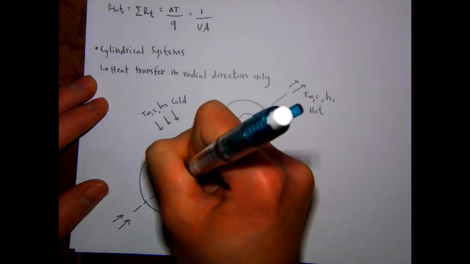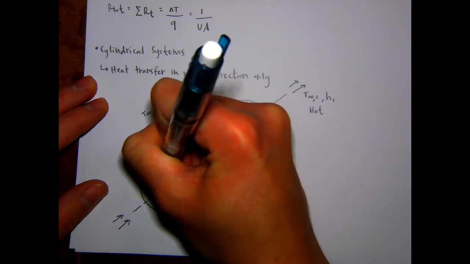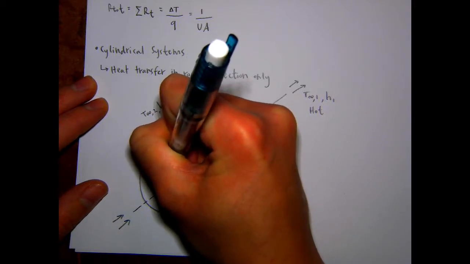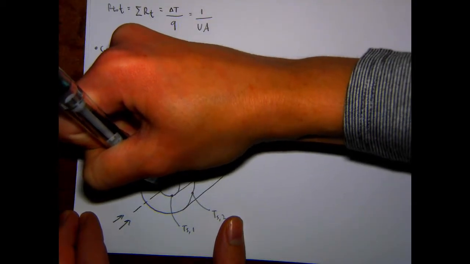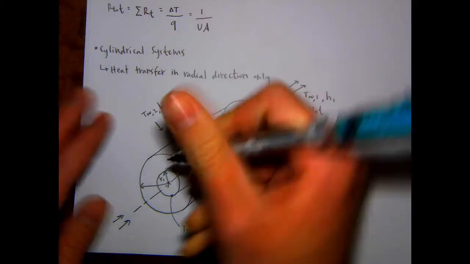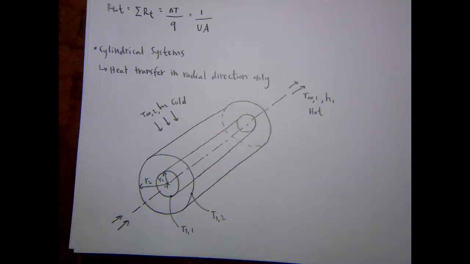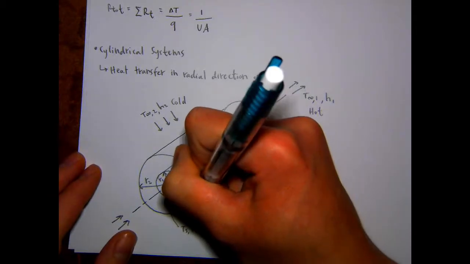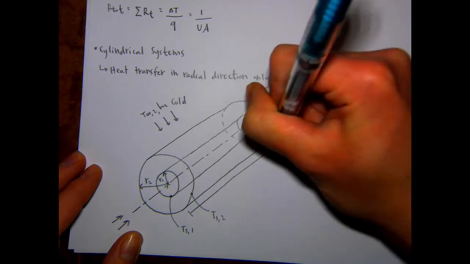And then we've got R1, the radius of the inner pipe, and R2, the outer radius. And then lastly, we've got a length, L.